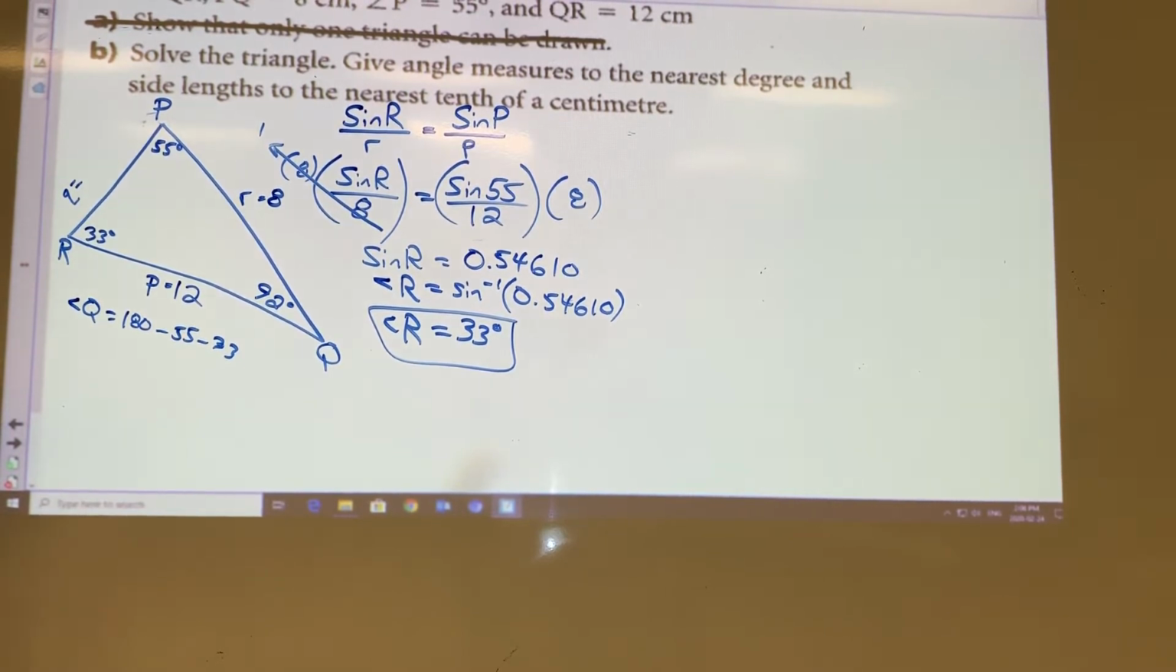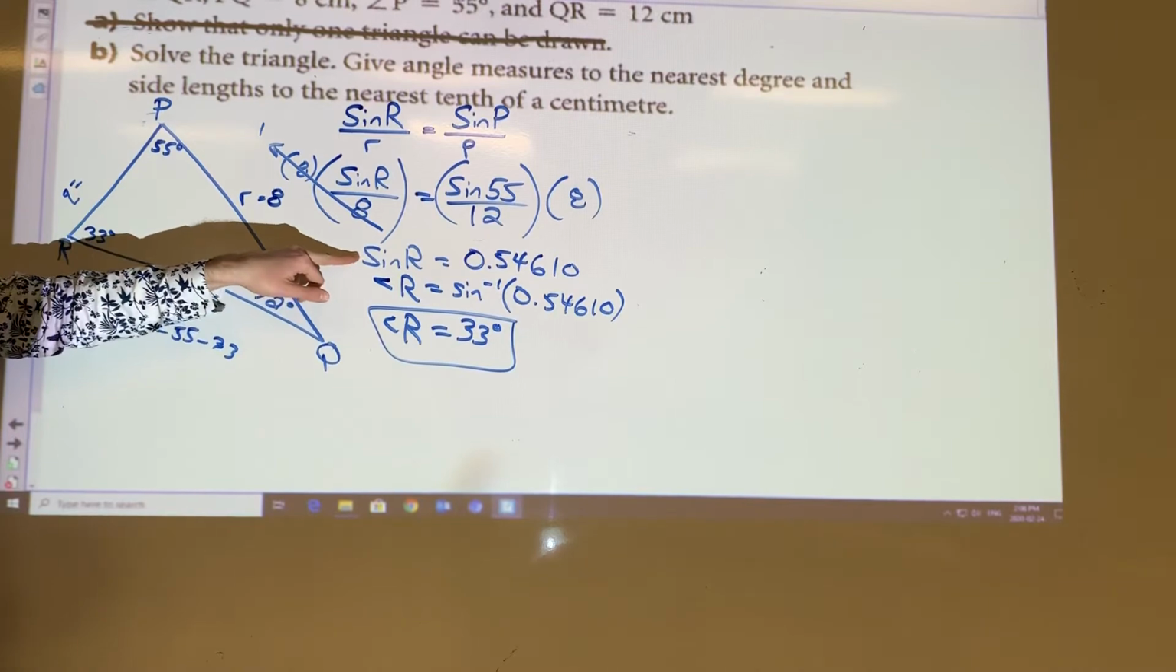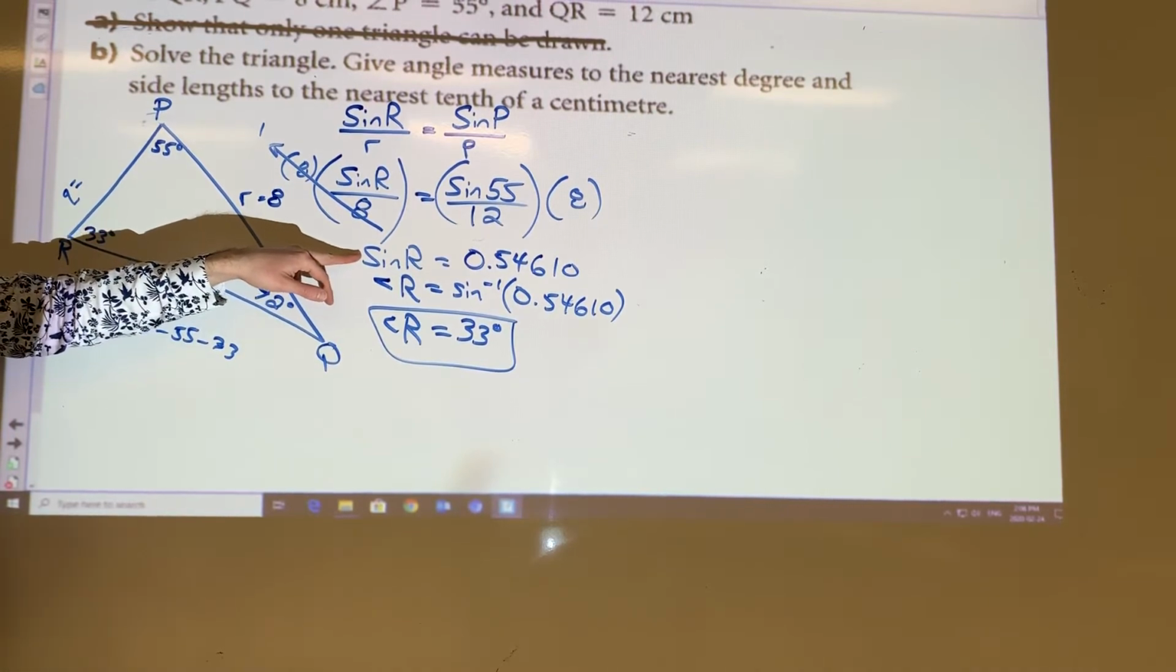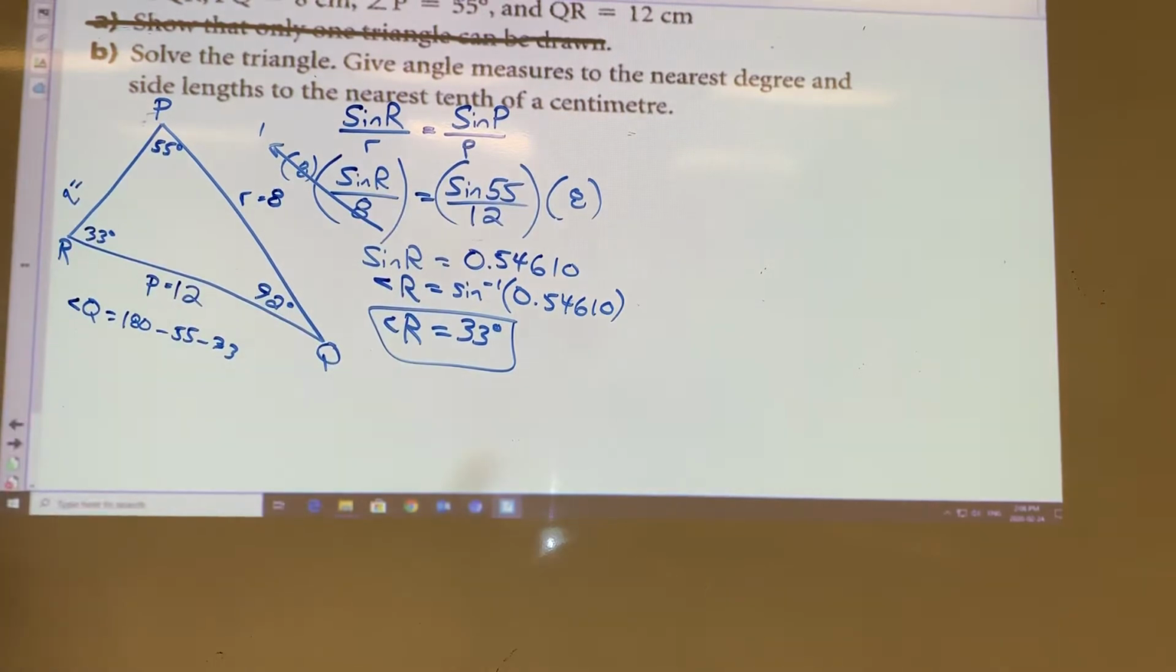Right beneath where you went to sine r equals 0.54610 is up one. Yeah, that one. So is that just when you took sine 55 over 12 times 8? Yes. Okay, I'm just making sure I did this step right. Yeah, no, that's perfect.